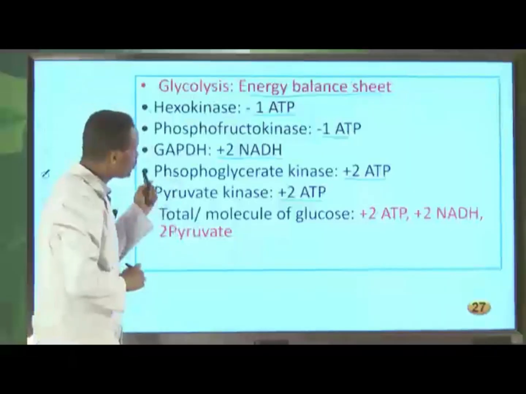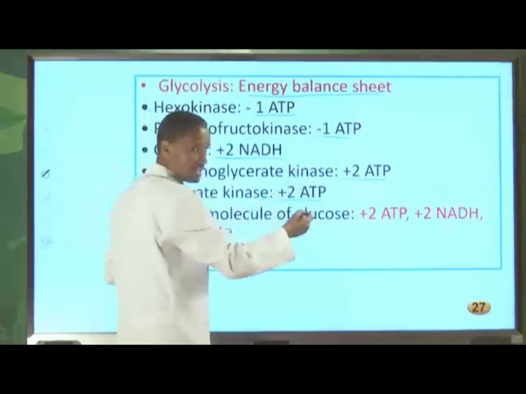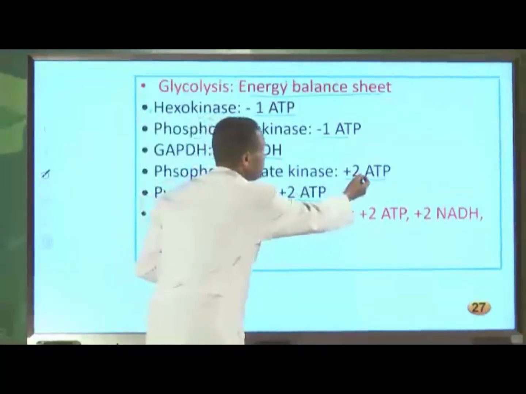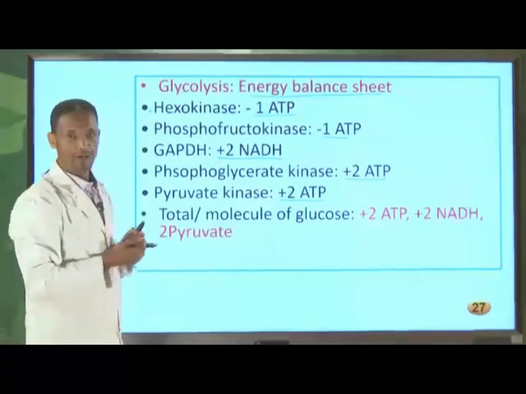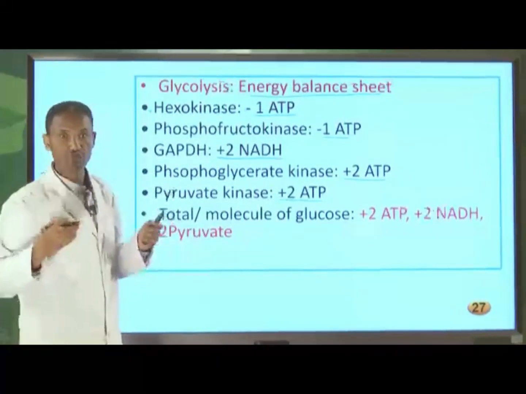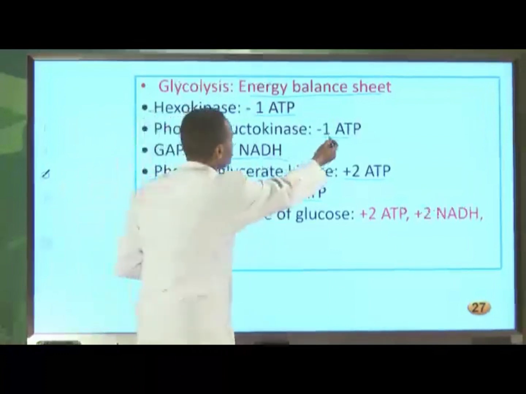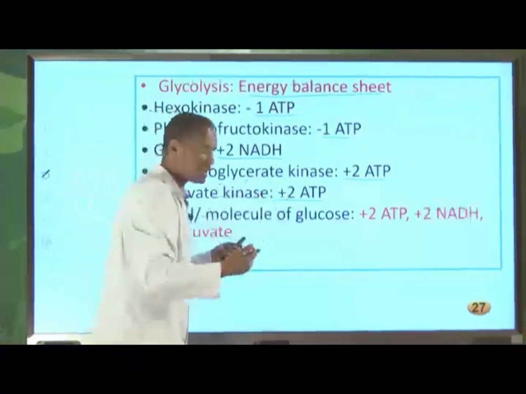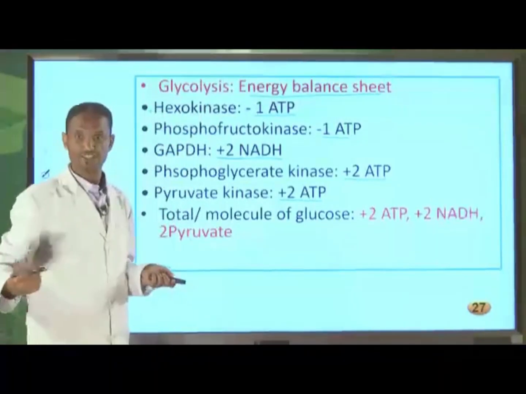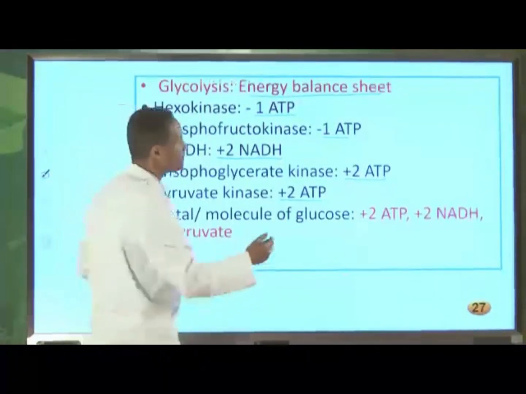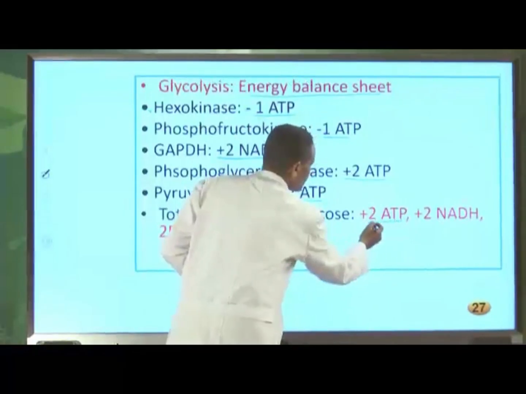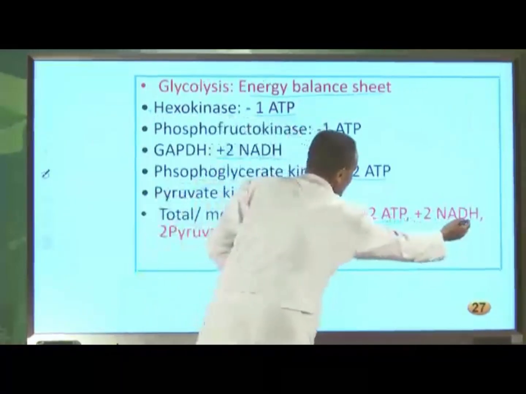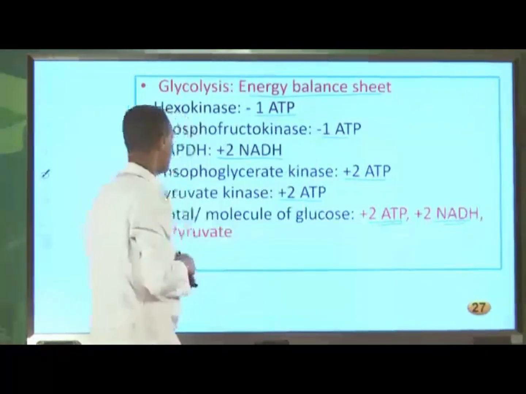Now, in total, how much ATP is gained in the process of glycolysis? It is 2 plus 2, which is 4 ATP gained. But in the process, the cell consumes 2 molecules of ATP, minus 1 and minus 1. Therefore, if you subtract 4 minus 2, the net ATP gained by glycolysis is 2 ATP. And also 2 NADH, which is a high energy storing compound.